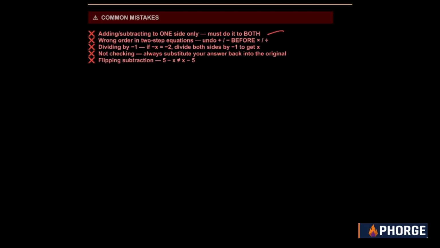Dividing by negative 1: if x is equal to negative 2, divide both sides by negative 1 to get x positive. So make sure that when you're dividing, if you have a negative x, that you do it to both sides. Not checking, always substitute your answer back into the original. Every time that I take a test, I always double check my work because I always make some type of algebra mistake. And in this case, I wouldn't be surprised if I made one somewhere along the way. And then flipping the subtraction. So 5 minus x does not equal x minus 5.